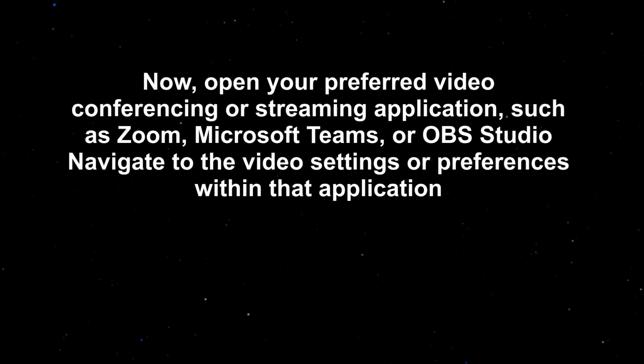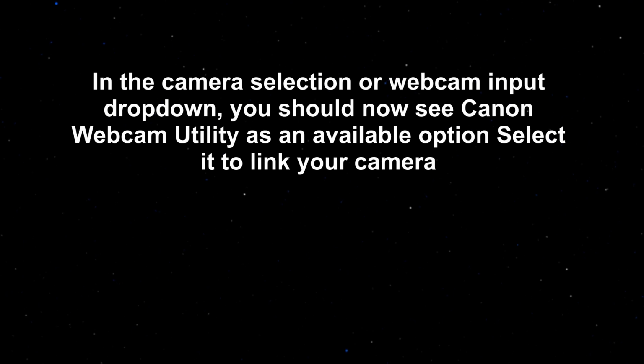Now, open your preferred video conferencing or streaming application, such as Zoom, Microsoft Teams, or OBS Studio. Navigate to the video settings or preferences within that application. In the camera selection or webcam input dropdown, you should now see Canon Webcam Utility as an available option. Select it to link your camera.